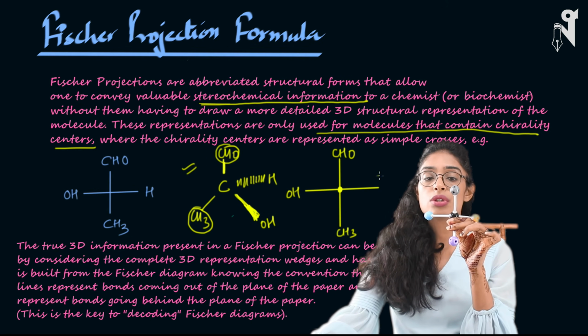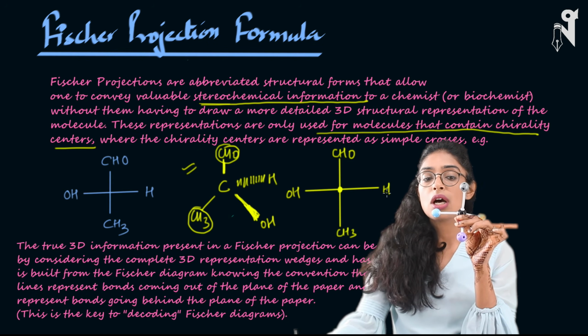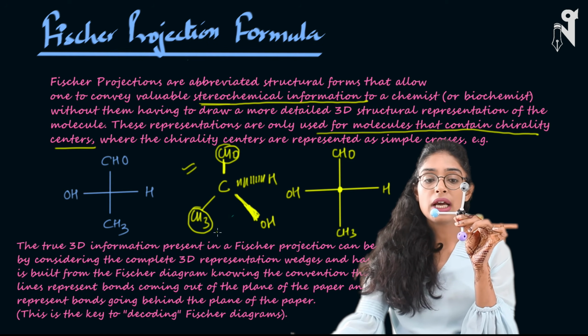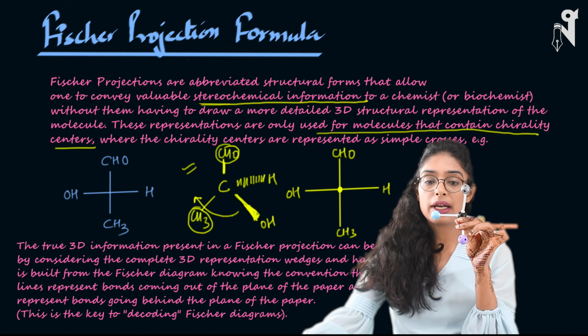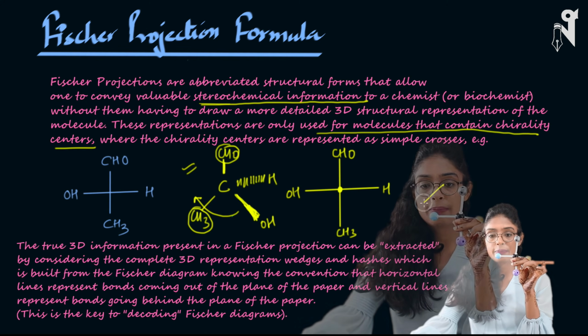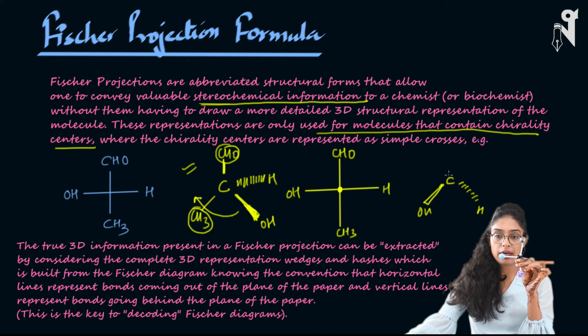And this hydrogen is on my right, so I'll write it on. How did we do it? Basically, I just moved this whole molecule like this, and I made it like this. So my molecule now is OH, C, H, and at the back is your CHO, and at the back is your CH3.